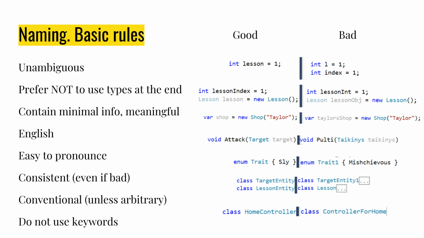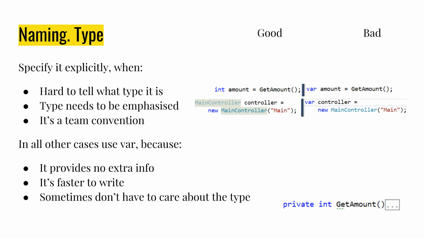And of course, let's say you work with MVC, you have model, view, controller. Have those suffixes in them, unless again your team says otherwise. So those are the basic naming rules.